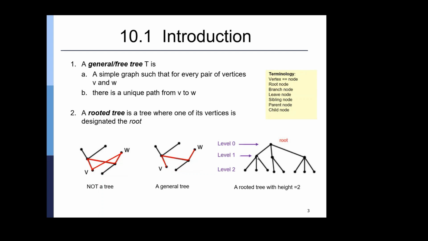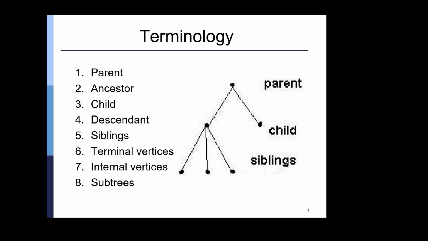Now at level 1, you see these 3 nodes are of the same level, and they share the same parent. So these are called sibling nodes. You know, they're brothers and sisters. Some terminology which is useful when we want to refer to the nodes in a tree. So I have explained this just now.